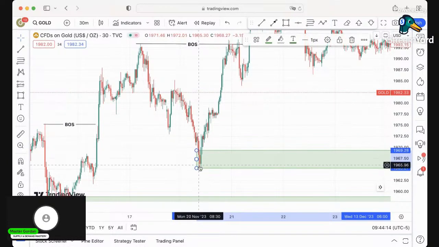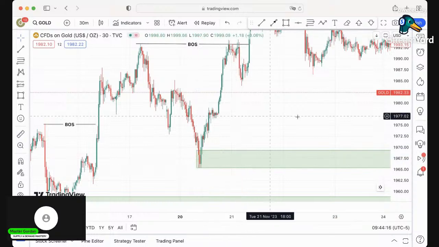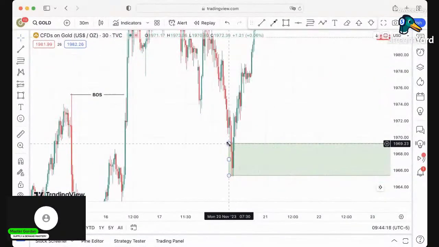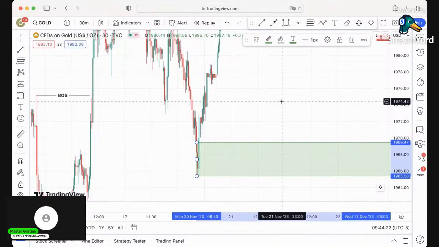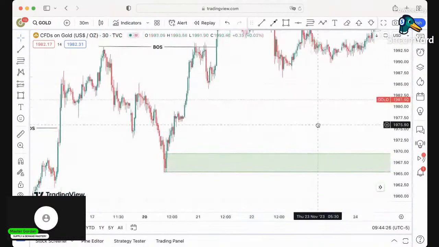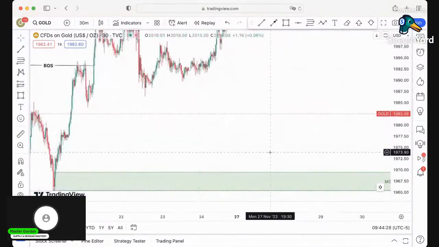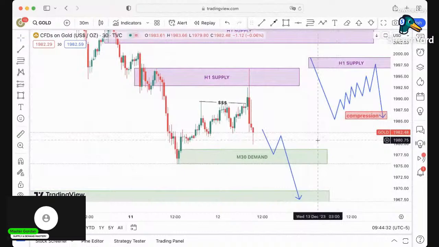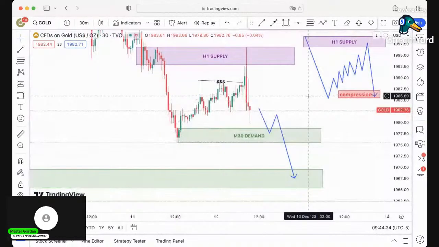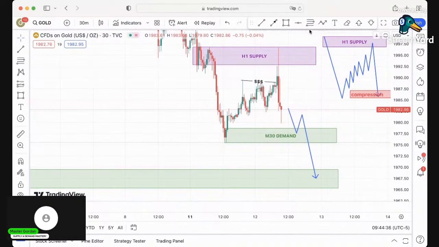This is the last zone. So after we redefine our zone, as you can see, the zone is just around 40 pips. So we just try to make our entry as sharp as possible. So this is how we lower our risk.